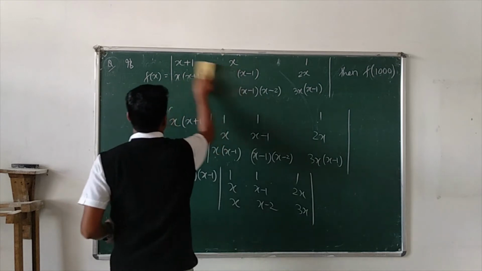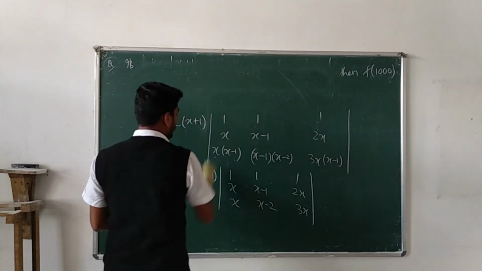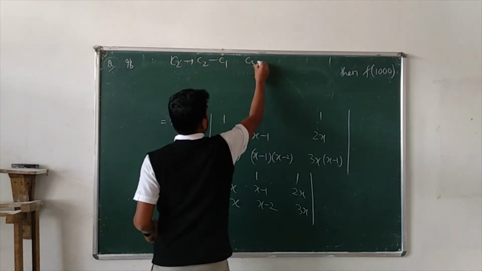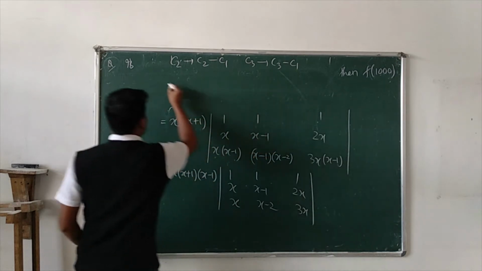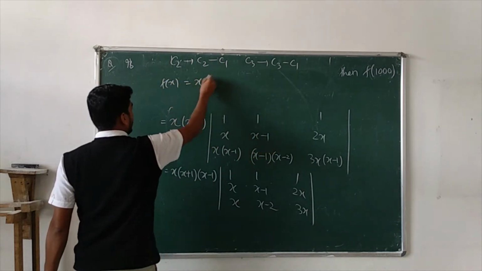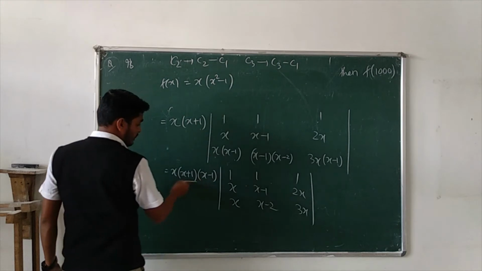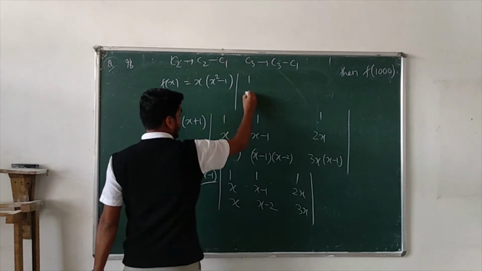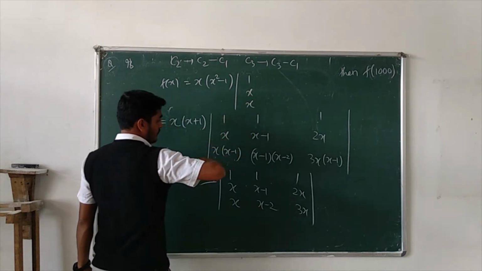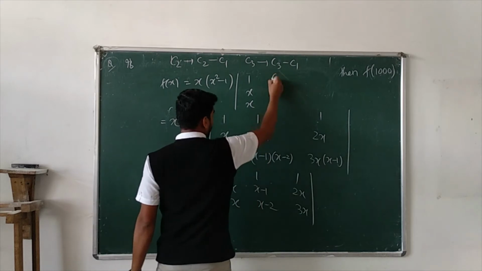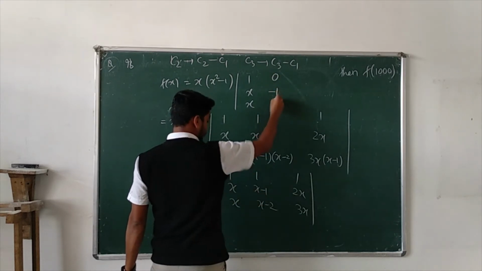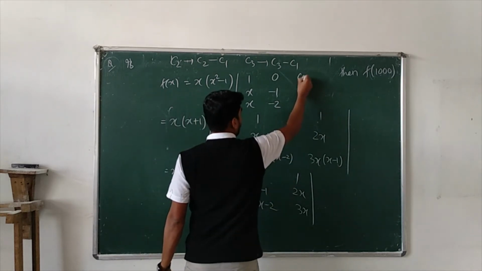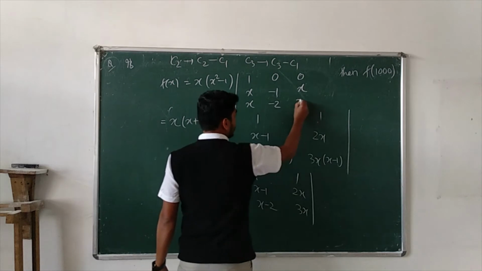Now we'll try to find out the value. What is the property? C2 tends to C2 minus C1, C3 tends to C3 minus C1. So f of x will be equal to x into x square minus 1. A plus b times a minus b, so x square minus 1. Applying this property, 1 x it will become x. Then 1 minus 1 it will become 0, x minus 1 minus x it will be minus 1, x minus 2 minus x it will be minus 2. Similarly 1 minus 1 is 0, twice x minus x, twice x minus x, twice x.